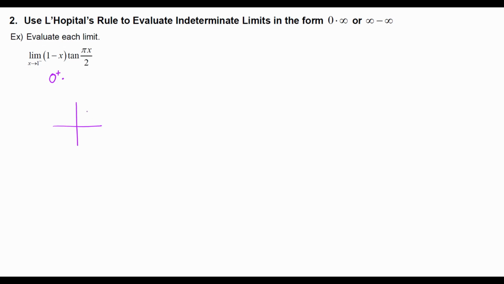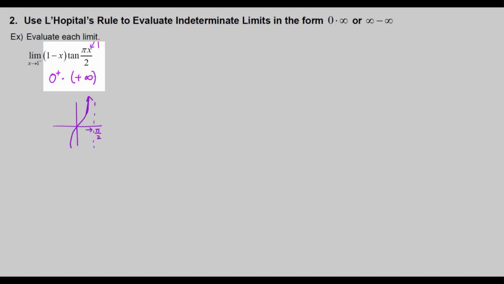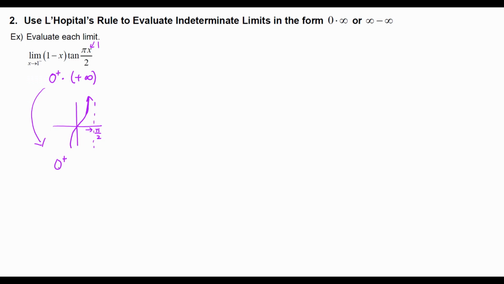And if you recall, tangent graph looks like that. So as x approaches 1 from the left, tangent of pi x over 2 will approach tangent of pi over 2 from the left, which you can see that graph is approaching positive infinity. And because this is 0 times infinity, why don't we rewrite this as 0 over 1 over infinity? Because 0 divided by 1 over infinity is the same as 0 times the reciprocal of that, which is infinity. And that's what you have.